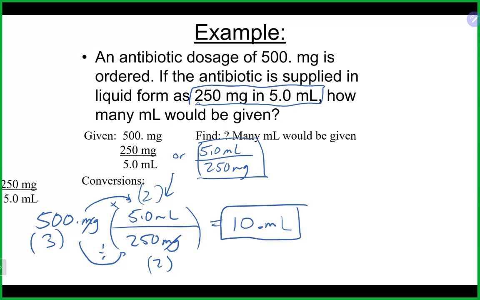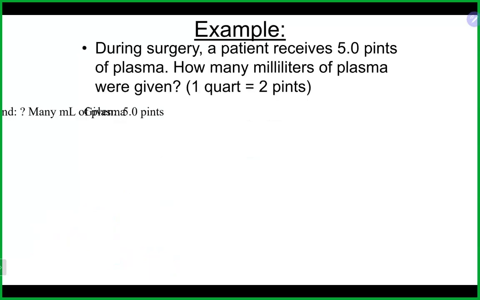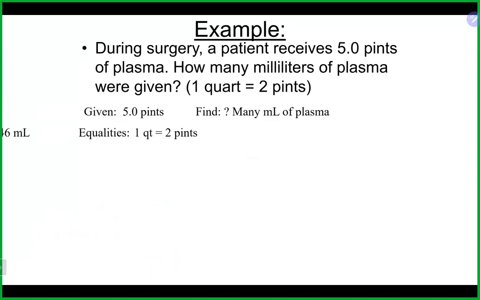Okay, so let's take a look at a couple more here, I think. All right, during surgery, a patient gets 5 pints of plasma. How many milliliters of plasma were given? Here's a few conversions or equalities. Let's see what you come up with on this one.